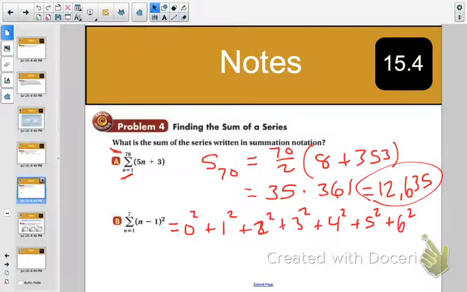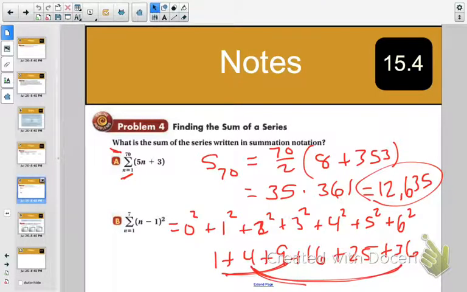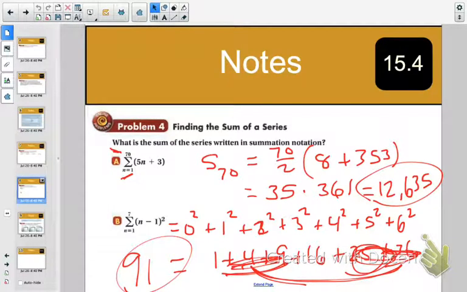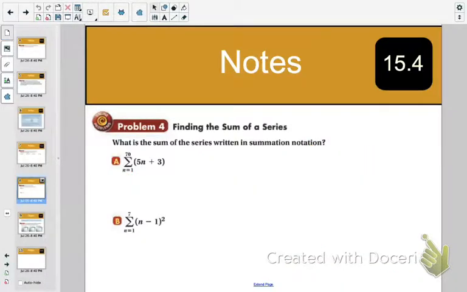And then we just add all those together, so 1 plus 4 plus 9 plus 16 plus 25 plus 36. Well, these two make 10, these two make 40, so total we're at 50 now, plus this one is 75, plus that is 85 plus 6, 91. Sweet, 91 there.